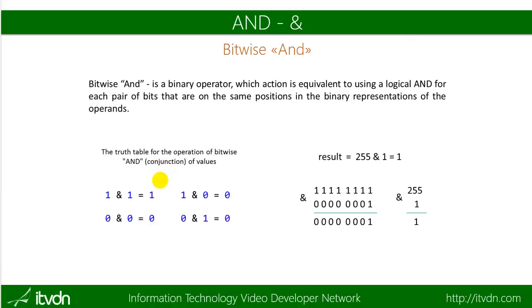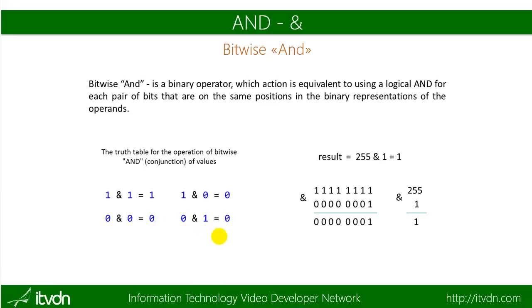The truth table for the operation of bitwise AND conjunction of values. We have 1 and 1, 1. 0 and 0, 0. 1 and 0, 0. 0 and 1, 0. So in this case also, we always have to use both bits as 1 for us to get 1. Even if you have 1 and 0, we'll get 0.